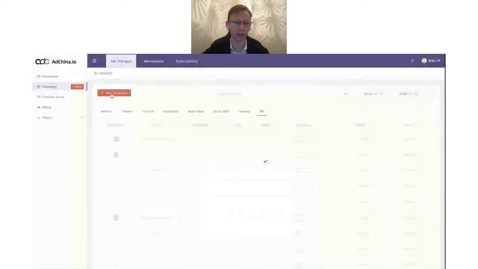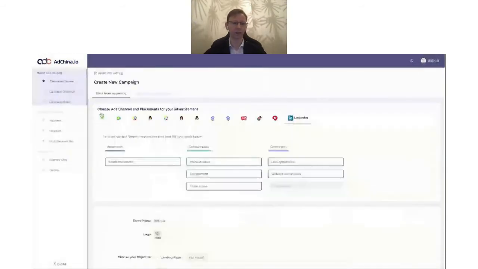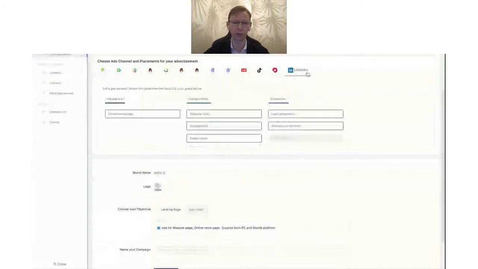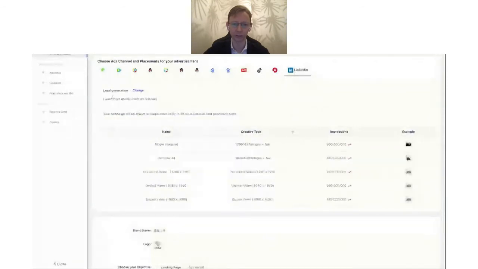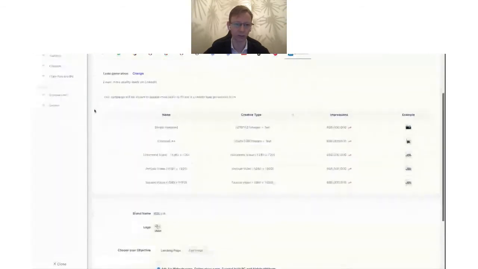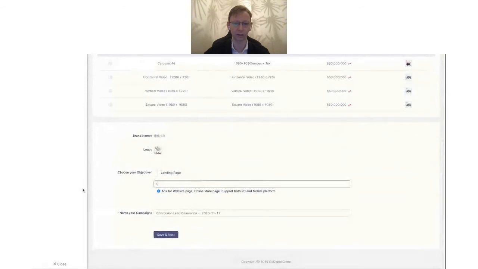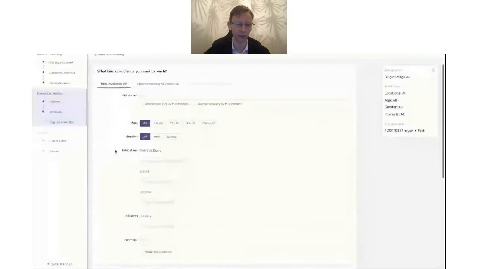So now we're inside a demo account of AdChina.io. I'm just going to quickly click through, and you can see here all the channels that are available through AdChina.io. Everything from the Tencent channels such as WeChat and Tencent Video, through to both Baidu Feed, meaning display, and Baidu search engine marketing, meaning keywords like Google AdWords, Toutiao, Douyin. But today we're focused on LinkedIn. So imagine that we're setting up a lead generation campaign. I'm just going to select a single image ad to keep it simple, and an example landing page.